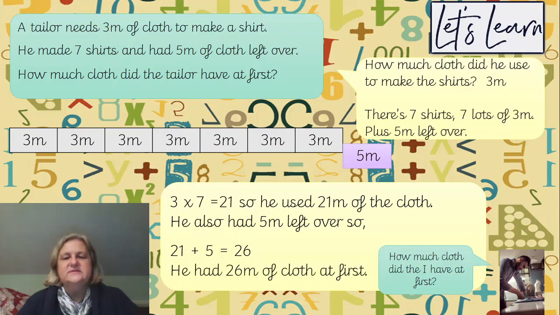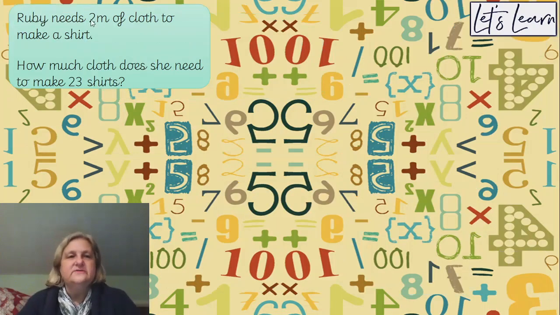So he had 26 metres of cloth at first, and we're making sure we're answering the question. How much cloth did he have at first? He had 26. So if we take off that 5, we can double check it actually. Take off the 5, we're left with 21, and we know that 21 divided by 7 equals 3. It's a way of using your inverse, so checking back again to where you started from.